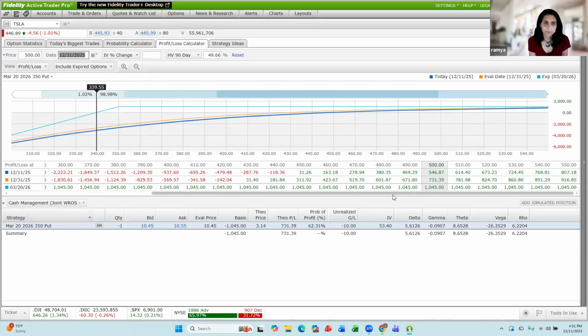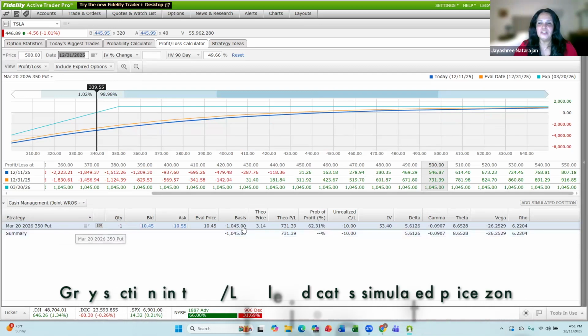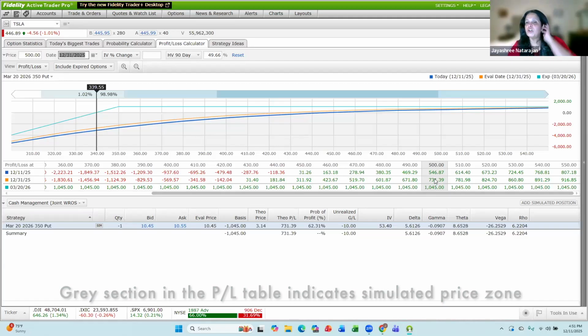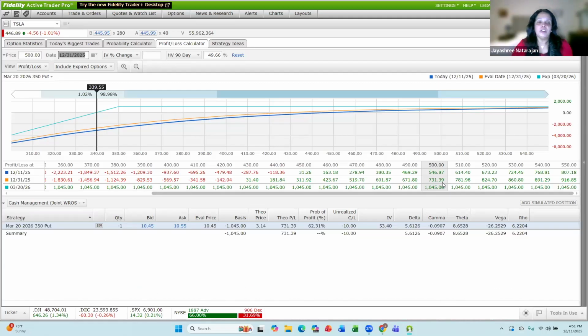You don't need to write this once it goes to, see, this is the second row. On December 31st, if the stock Tesla, which is the underlying, goes to 500, this contract will have 700, meaning you have received 1,045. This contract is losing value, which is nothing but you are making the profit. You are booking the profit. So you will book $731 profit on December 31st if Tesla goes to 500.